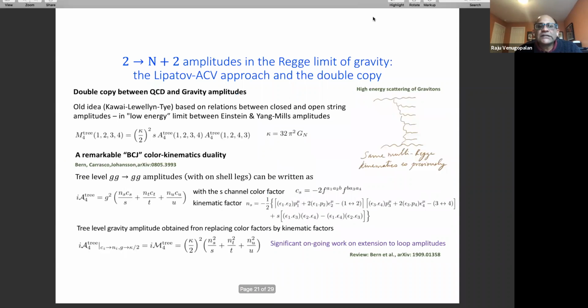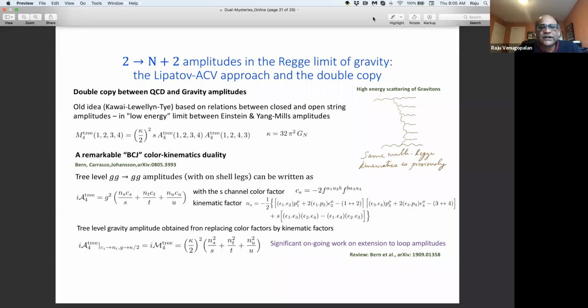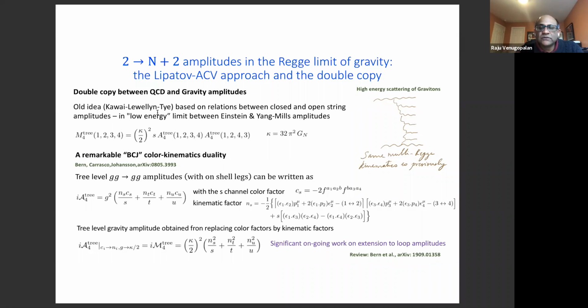Sorry. So now what is the real connection there between these? And this actually is a very old idea, even though Lipatov's work predates this work of Kawai, Lewellen, and Tye. It's based on an observation of the relations between closed, Shapiro-Virasoro type amplitudes and open, Veneziano type string amplitudes. The connection in the low energy limit can be represented as a relation between Einstein and Yang-Mills amplitudes.